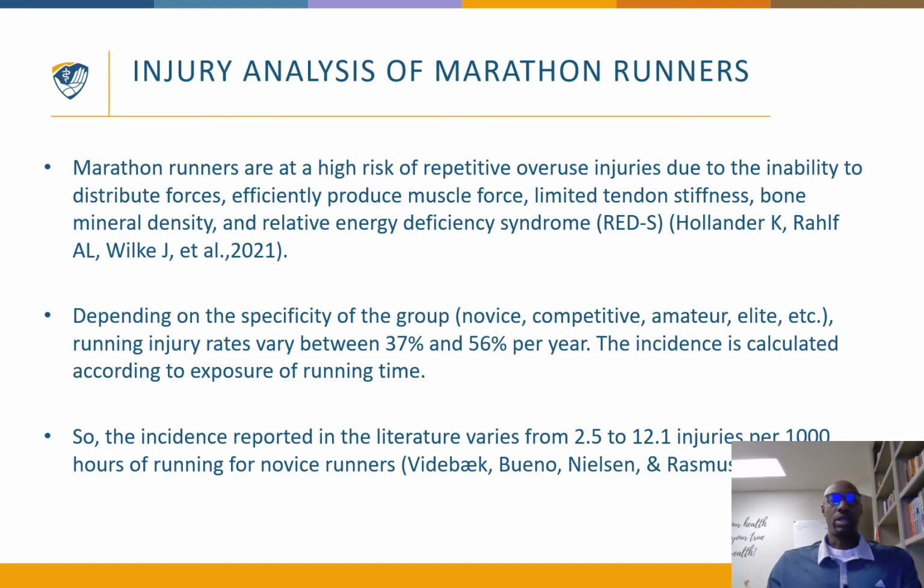So marathon runners are at a higher risk of repetitive overuse injuries due to the inability to distribute forces. This is where ground reaction forces are discussed, and how to efficiently distribute or dampen those ground reaction forces, which is what shoes are designed to do, but how to efficiently produce that muscle force contraction. And this is where we go into limited tendon stiffness versus a proper tendon stiffness to produce that stored energy component, or series elastic component, for the stretch shortening cycle, as well as the tendon stiffness, which produces more power output at the lower leg.